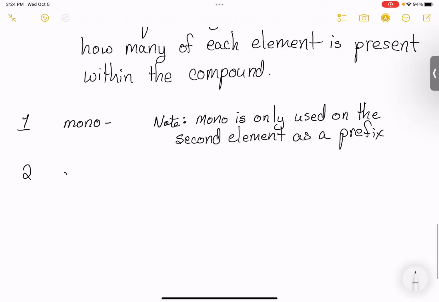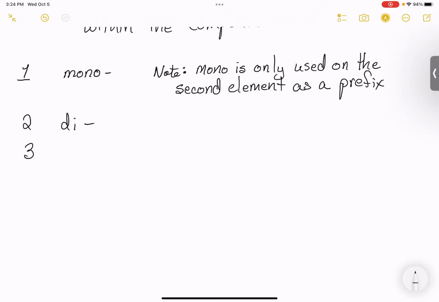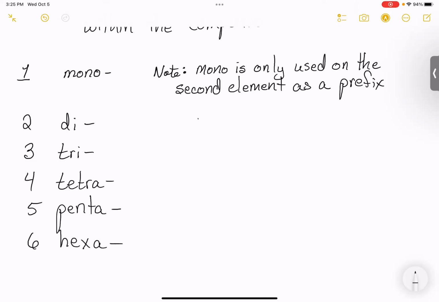Now, 2 is di, 3 tri, 4 is tetra. 5 gets back to the same thing we were talking with our alkanes, penta. 6 is hexa. 7 is hepta. 8 is octa. 9 is nona. And 10 is deca.